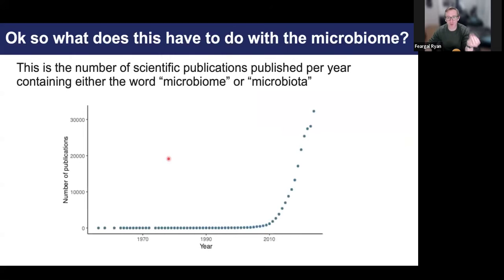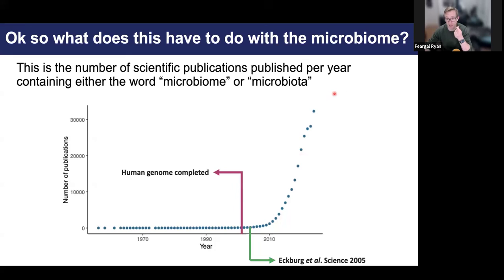So this is the number of scientific publications published per year containing either the word microbiome or microbiota. The reason I spent all of that time telling you about data and cross-disciplinary and DNA sequencing is basically because this spike here in microbiome research is a spike in our understanding of the microbiome field, actually. What it represents is new knowledge regarding the microbiome. This happened basically because of DNA sequencing.